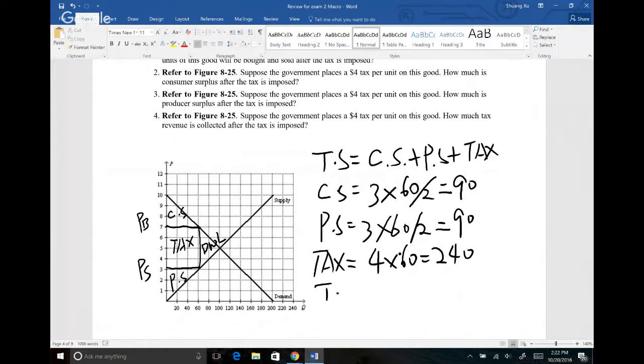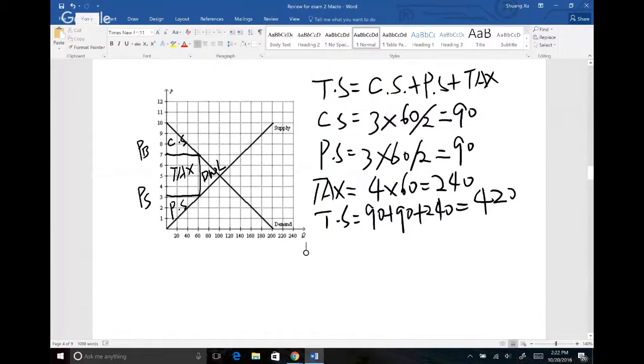And then your total surplus is everything all together. So 90 plus 90 plus 240. This should be 420, I believe. Yeah, okay. So total surplus 420. And last one, your dead weight loss. So dead weight loss is a small triangle. So vertical distance is 4. Horizontal distance, you go from 60 to 100, that's a 40. Divided by 2, that's going to be 80. Okay, that's your dead weight loss.